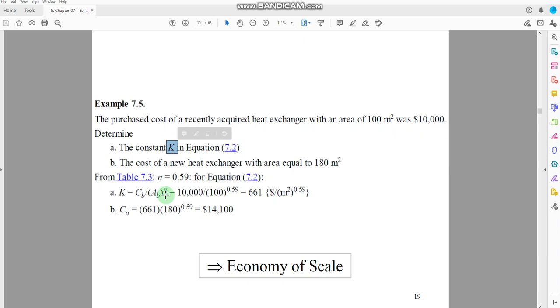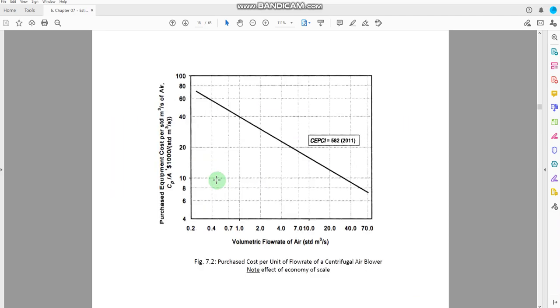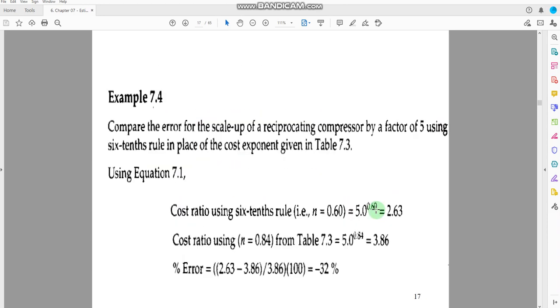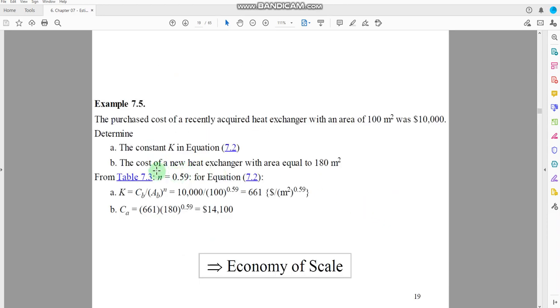For the value of K, the equation that we have seen earlier is K equal to CB divided by AB to the power n. Here CB is the old cost, AB is the old capacity, and n is the exponent. Since we are using a heat exchanger, we go back to the heat exchanger table: heat exchanger, shell and tube, carbon steel. You would see the value of the exponent here, and you can use this value for n in your equation. n is equal to 0.59, and then you put the information in this equation to estimate K. The value for K comes out to be $661 per meter square.